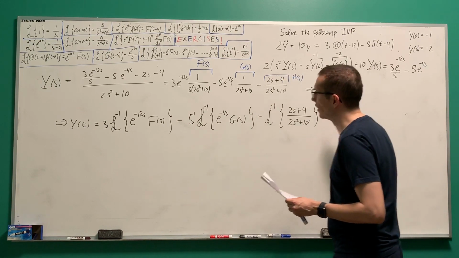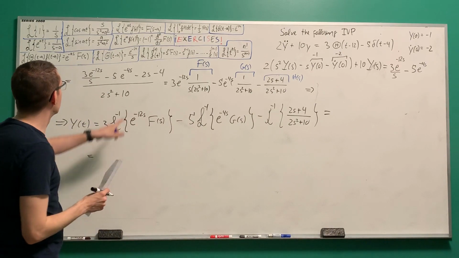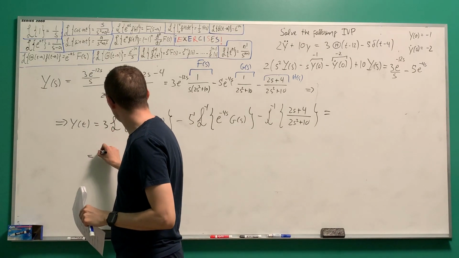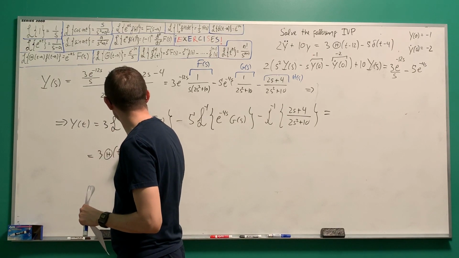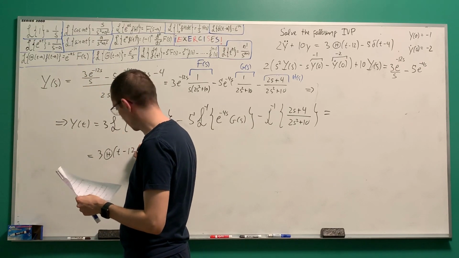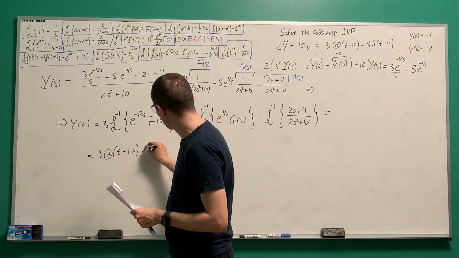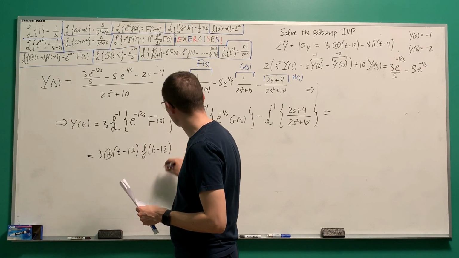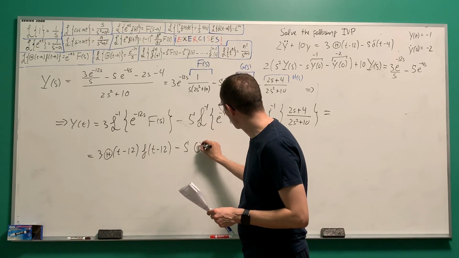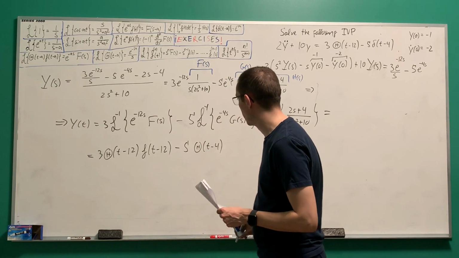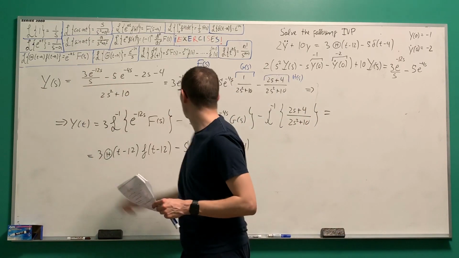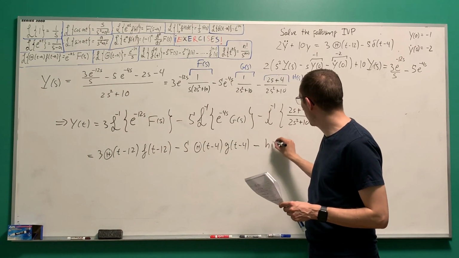Now, of course, that means the second shift theorem tells me that this thing is going to be 3 times Heaviside of t minus 12, since the exponential is at 12 here. And then I'm going to get small f of t minus 12. Then minus 5, same thing, Heaviside of t minus 4, and then the small g of t minus 4, using this. And then finally, minus h of t.